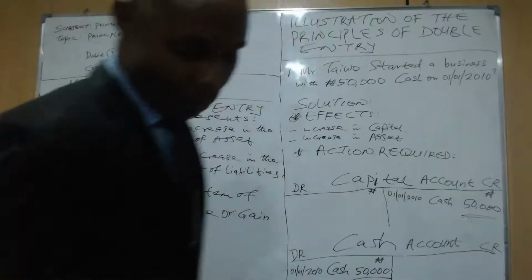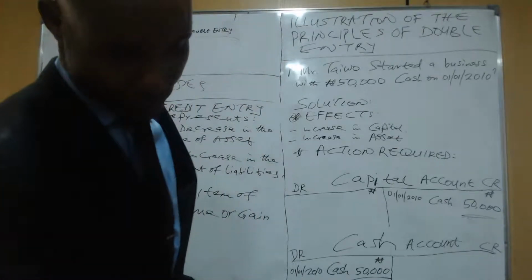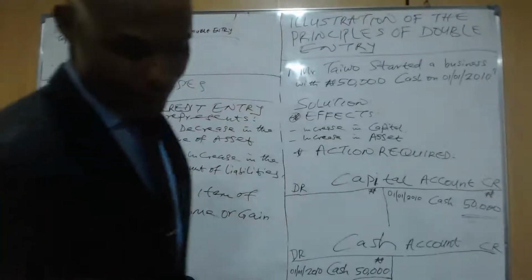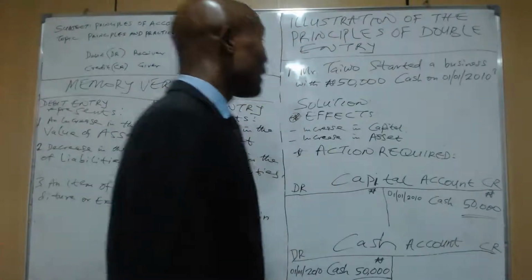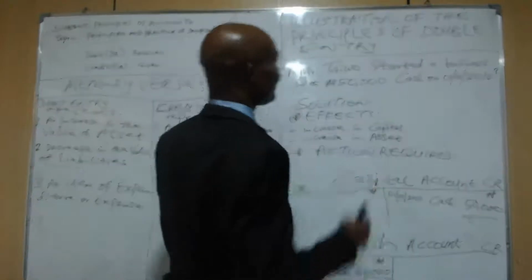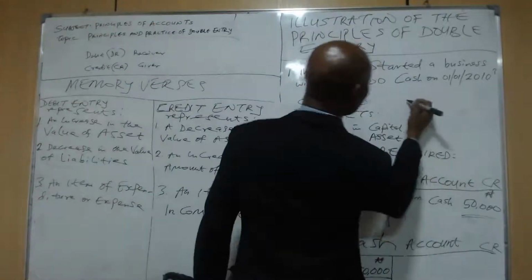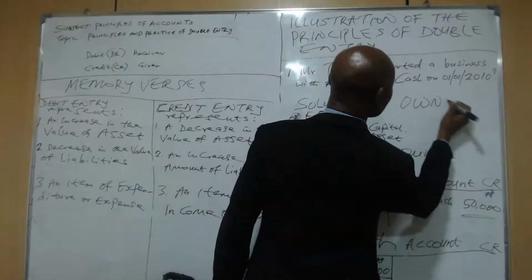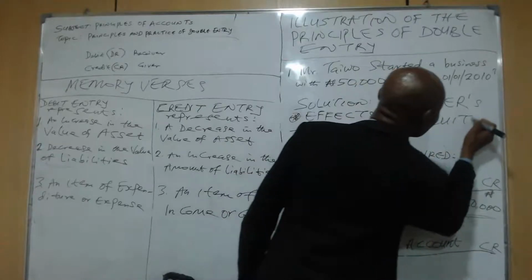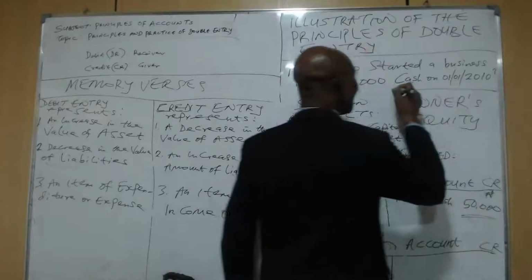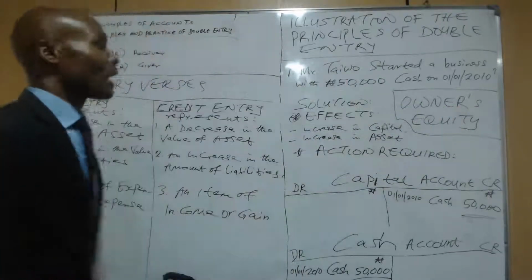So, with this, we have successfully answered this question. I want us to note here that the money used to start business is called capital. And another name for capital in business is called owner's equity. Let me write it here. Owner's equity. That is the contribution of the owner of the business into the business. His personal contribution into the business is called the owner's equity or capital.